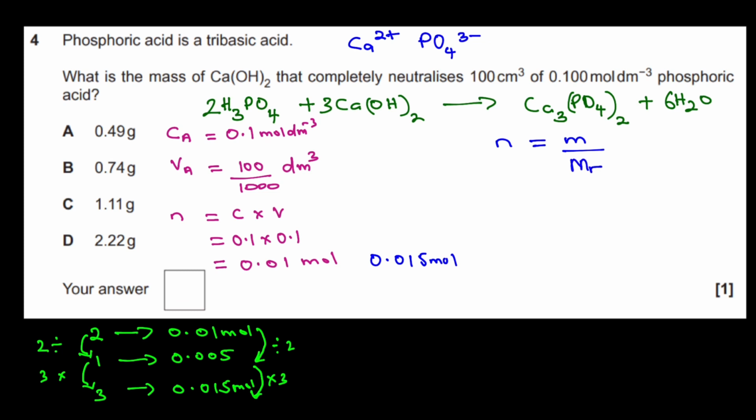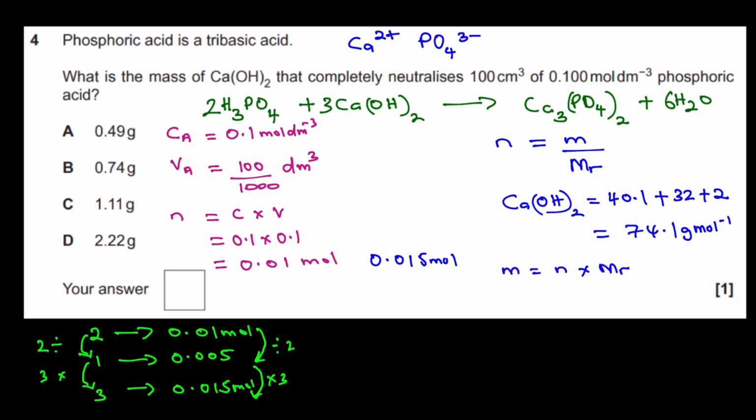The relative molecular mass for calcium hydroxide, Ca(OH)2, will be 40.1 for calcium, plus oxygen is 16 times 2, that will be 32, plus 2 hydrogen, which is 2, and that equals 74.1 grams per mole. Now I can calculate the mass of calcium hydroxide used to neutralize phosphoric acid completely, and that mass is going to be the moles times the relative molecular mass, 0.015 times 74.1, and that mass will be equal to 1.11 grams. The answer to this is C.